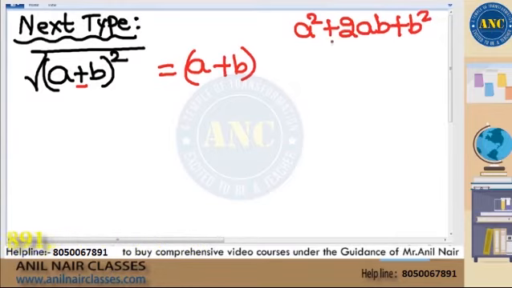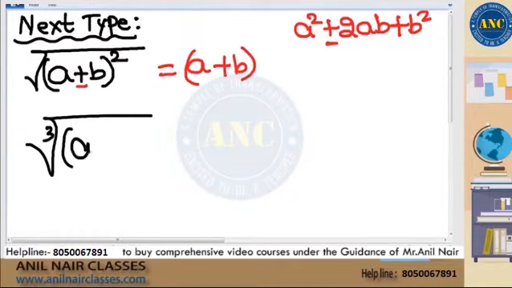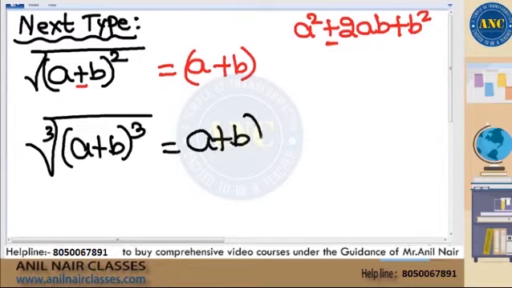(a minus b) whole square is a square minus 2ab plus b square. Similarly, if I have a question on cube root, then I should have a cube term, so that the cube root and cube will cancel out. You will get a whole number and you will not have any particular surd in that case.